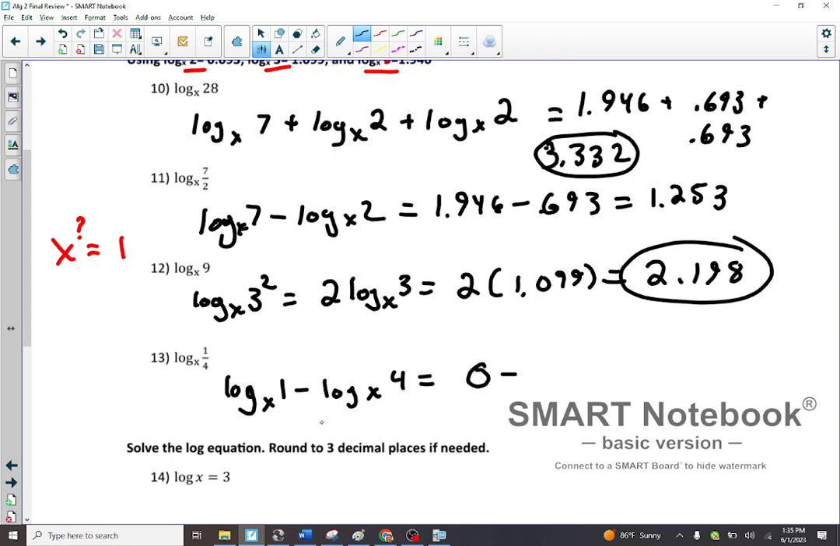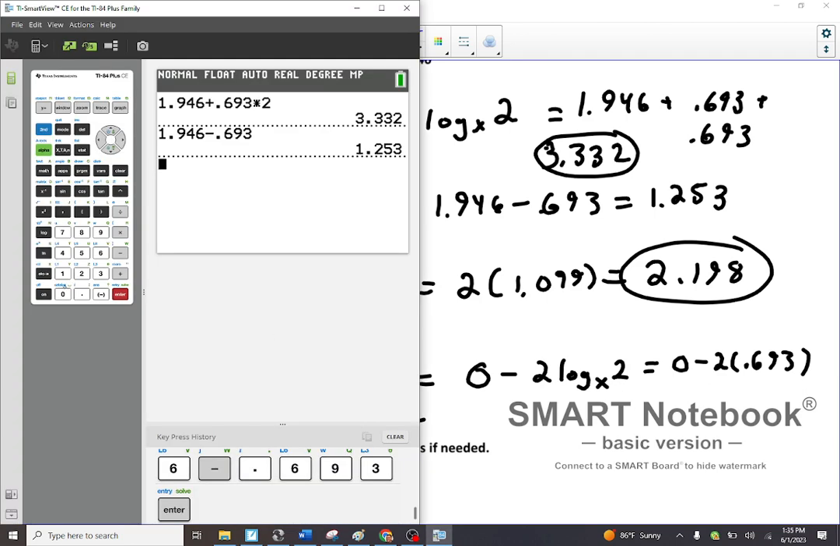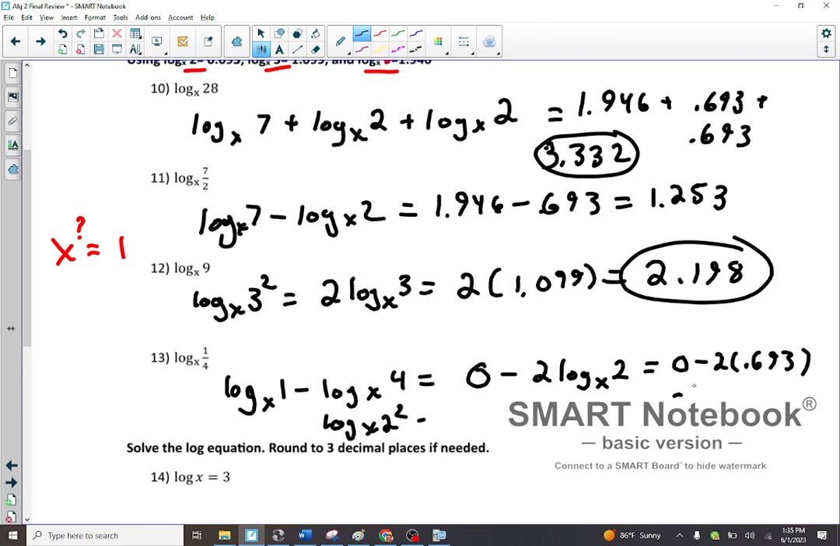I'm going to rewrite this as log x2 squared, which I can rewrite as 2 log x2, which is 0 minus 2 times 0.693. 0 minus 2 times 0.693 is negative 1.386. Negative 1.386.